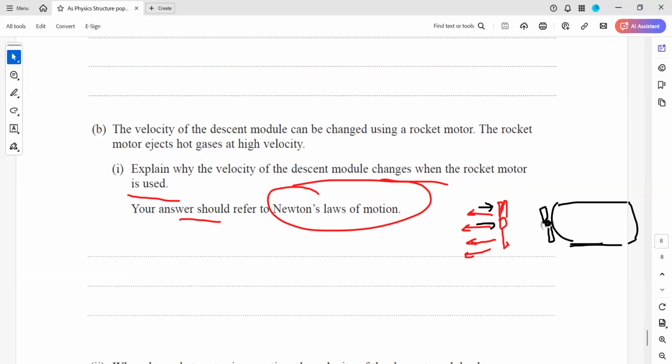So how can this rocket be moved by this motor? When the rocket motor exerts force on the air or gases, the gases will exert an equal and opposite force on the rocket according to Newton's third law, and that force will cause an acceleration of the rocket. And if there are unbalanced forces acting on this, if the forces are not balanced, then this rocket will accelerate.